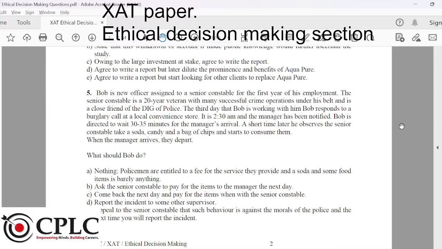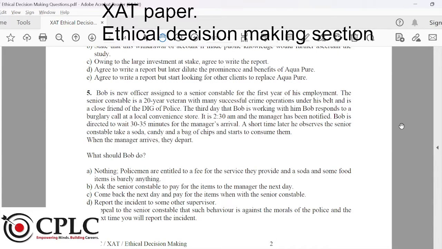Fifth question. Bob is a new officer assigned to a senior constable for the first year of employment. The senior constable is a 20-year veteran with many successful crime operations under his belt and is a close friend of the DIG. Now this veteran is a close friend of the DIG. The third day that Bob is working, so Bob is the new officer and this is his third day only.